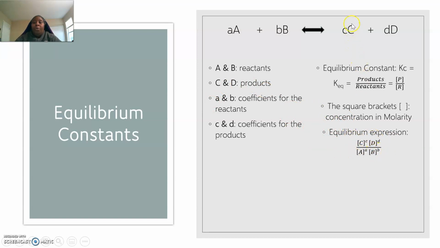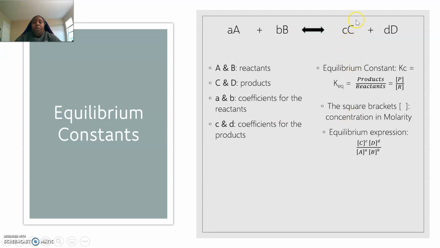So if you take a look up here, we know that our products are C and D, right? So in the top of the equation, we're going to put the concentration of C times the concentration of D. Some of you might be wondering, what are these little letters supposed to represent? Well, here's the deal. The coefficients are what you're going to use to raise your concentration to. It'll make more sense, I promise, once we do problems.